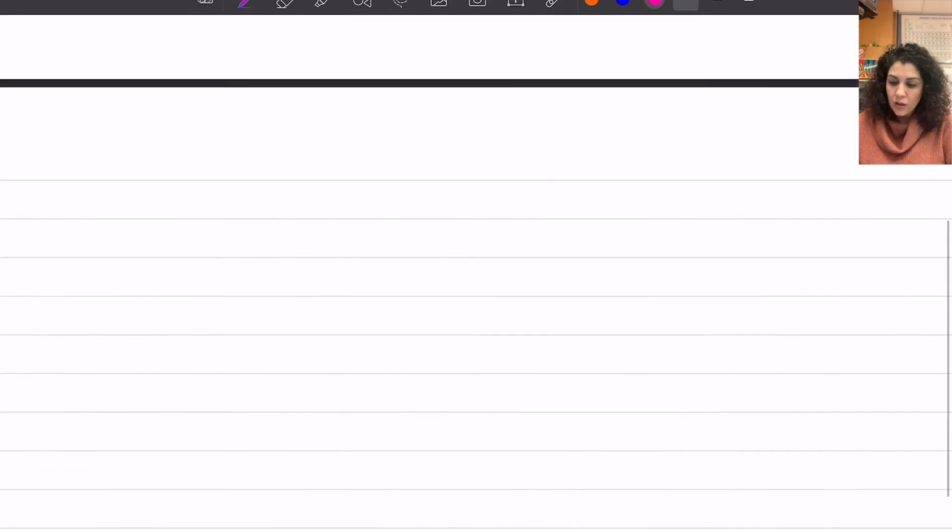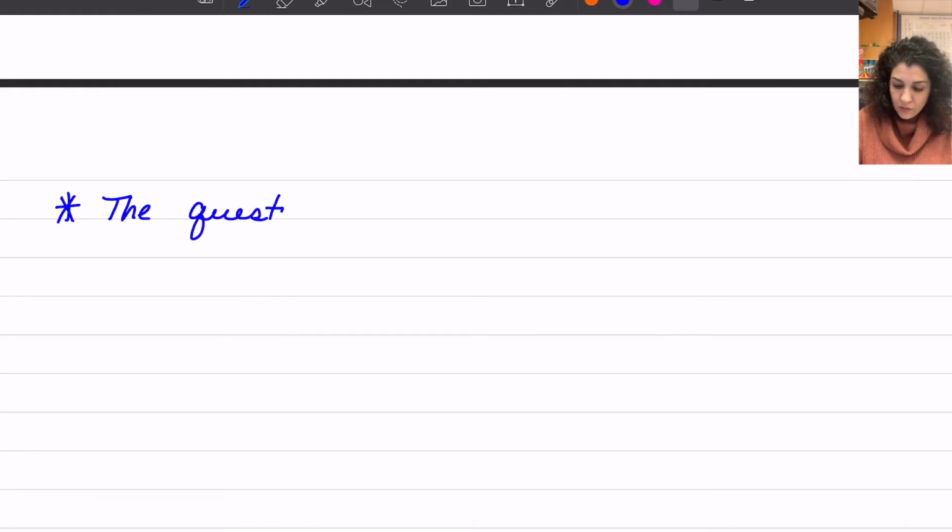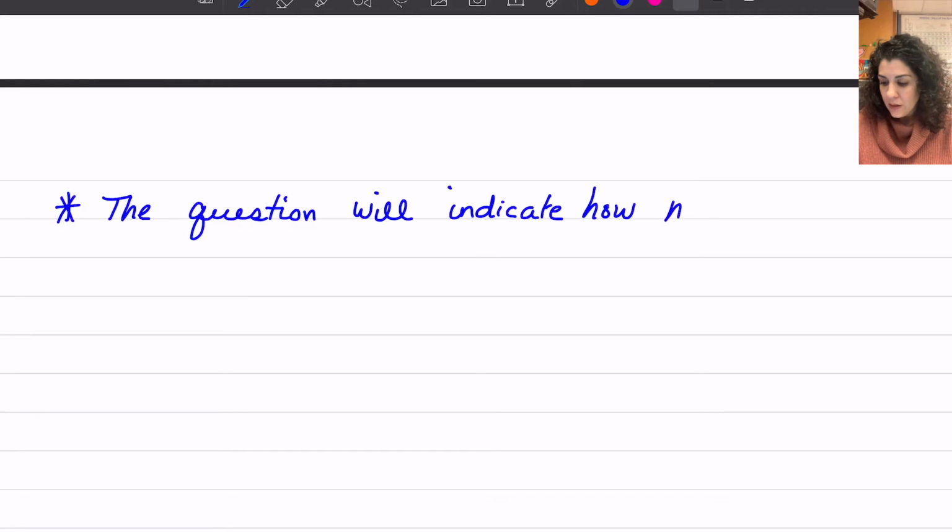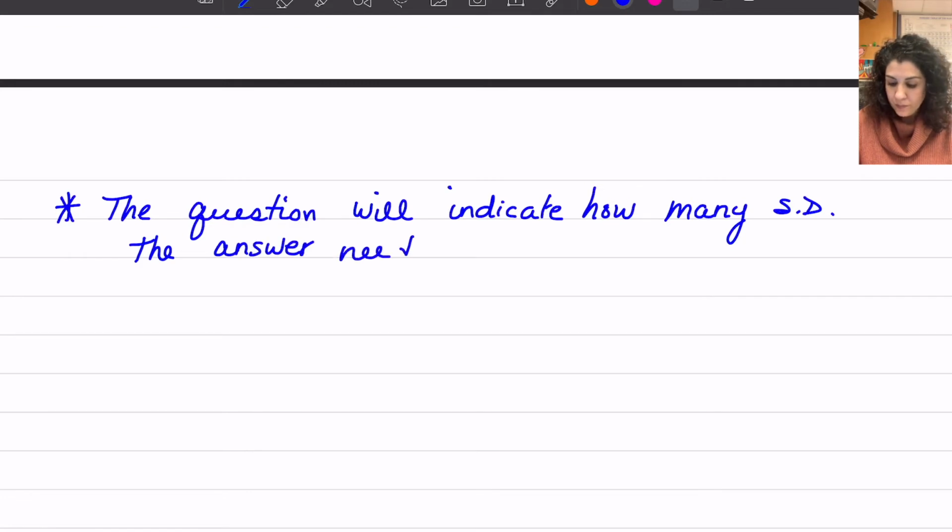So when you're working on a chemistry problem or when you're working on a physics problem, you might ask yourself, well, how do I know how many significant digits to use? And for this, the answer is in the question. So the question itself will indicate how many significant digits the answer needs to have. And I think, again, in order for us to illustrate that, an example is probably the best way to do it.